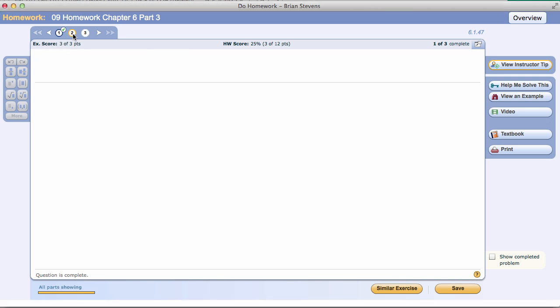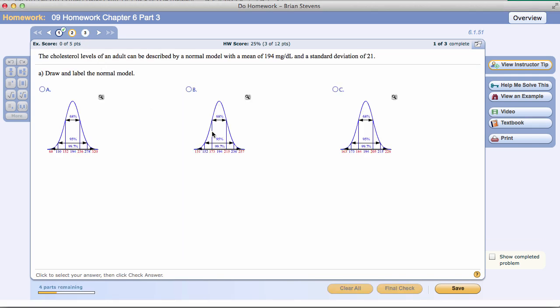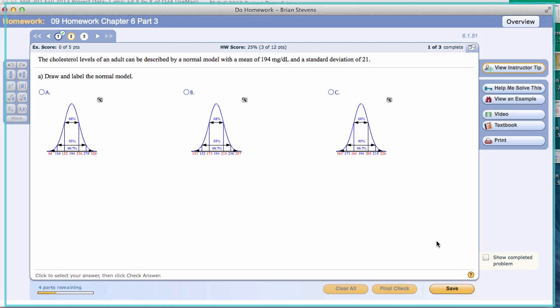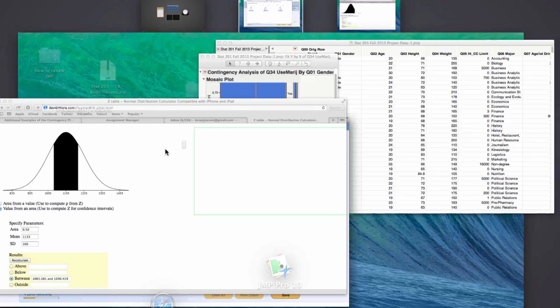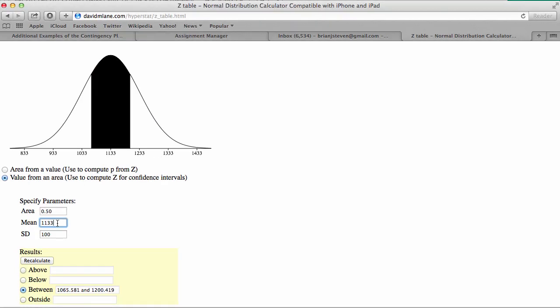Going on to the next problem right here. We have a similar problem to what we were doing on the last homework. So we have another model that can be described with a mean of 194 and a standard deviation of 21. So let's go back to our David M. Lane applet. 194 and 21. And we can switch what we're doing right here.